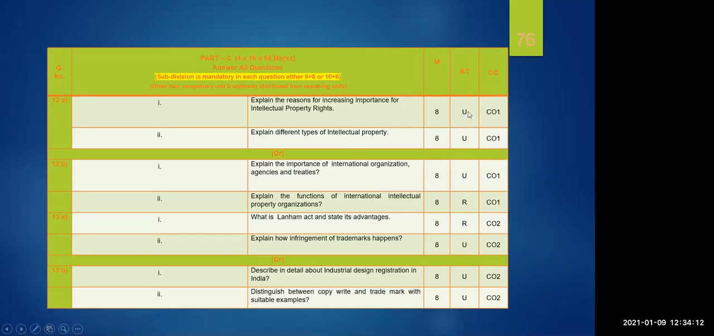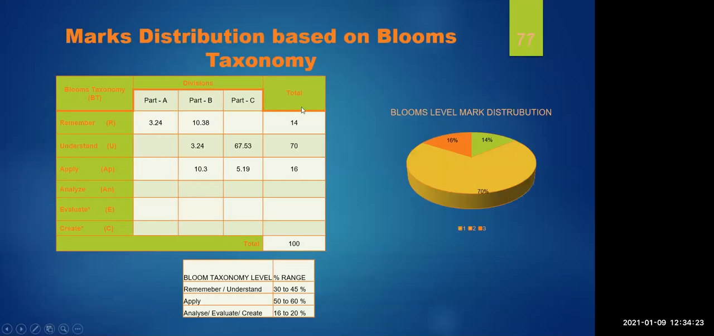Some questions are related to understand, and some questions are related to remember. And this is the distribution of marks. You have to show the percentage under each Bloom's level. In Part A, how much percentage of remember questions you have asked, which is the percentage of marks. In Part B, how many questions related to remember, understand and apply. In Part C, understand and apply. So totally, I have to mention the percentage range here.